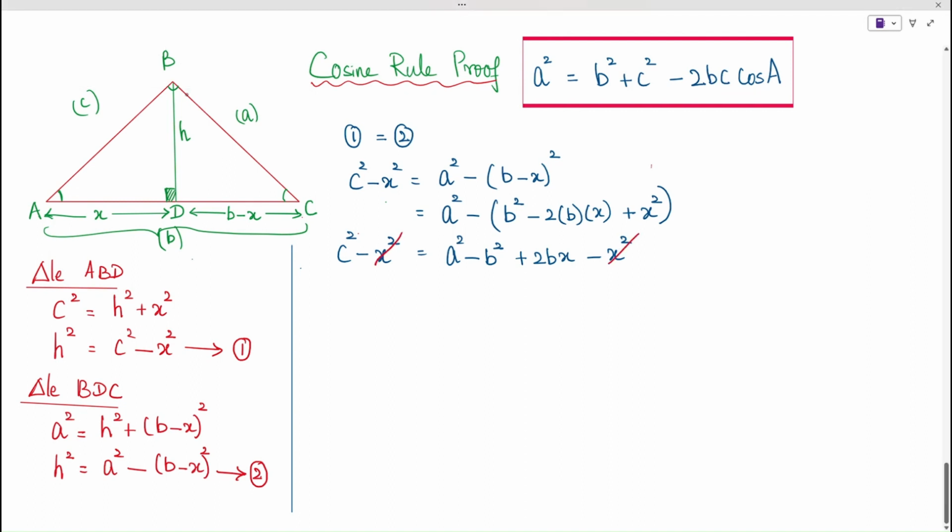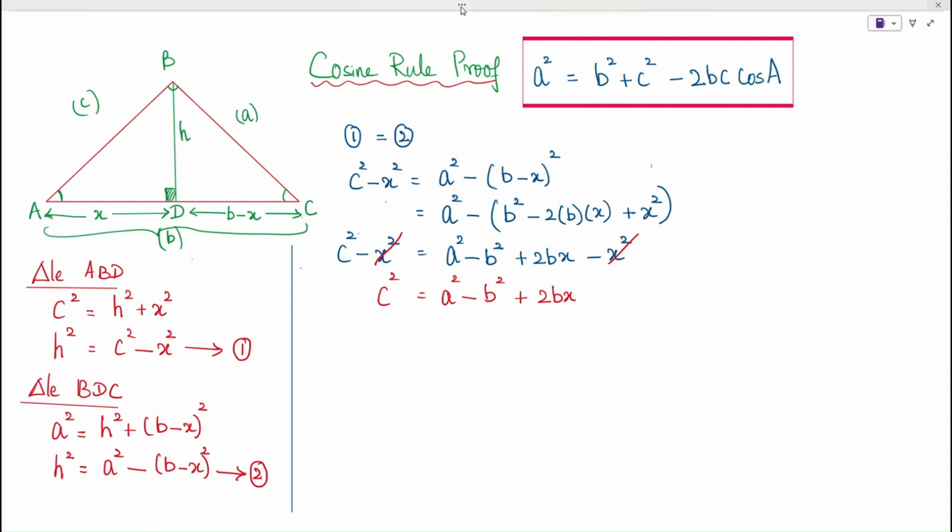Now we can simplify, and first we can remove the x squareds on both sides, and we're left with c squared is equal to a squared minus b squared plus 2bx.